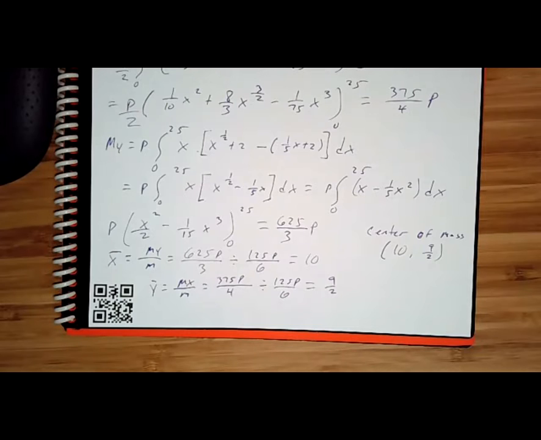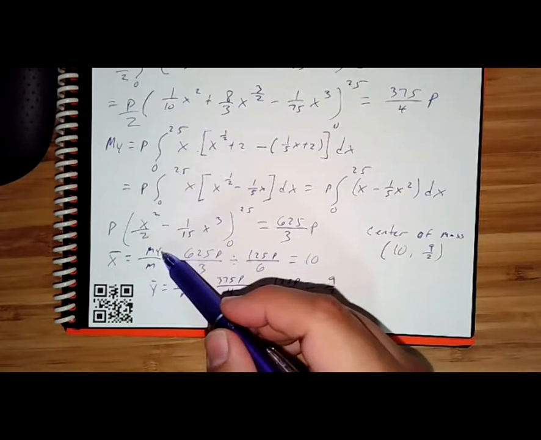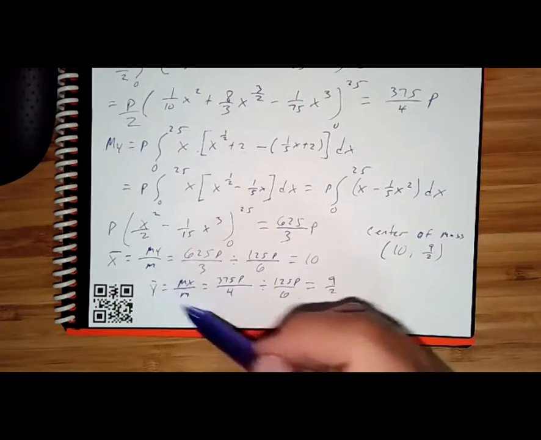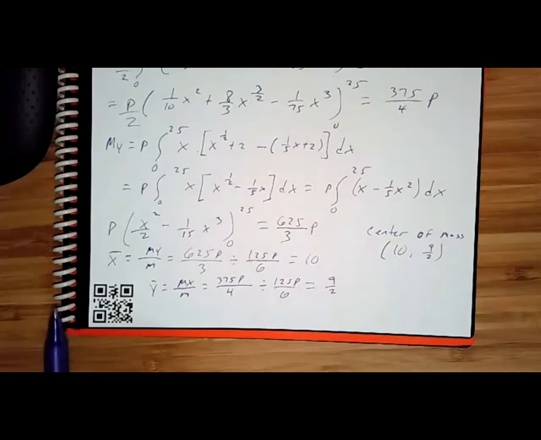Any questions about that? You see what we're doing, right? All we're doing is calculating my, mx, and dividing by total mass. That's all we're really doing. It's just that each one is technically an integral. There's 3 integrals we had to do. So we have to identify those points on the graph, the 10 and 9/2. Yeah, that's technically what it is.